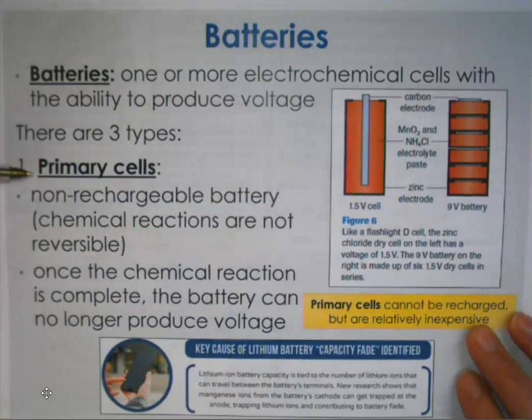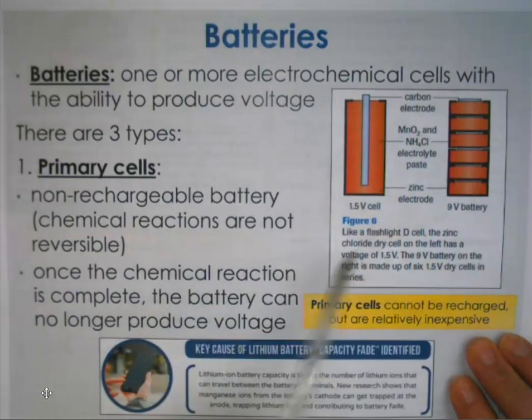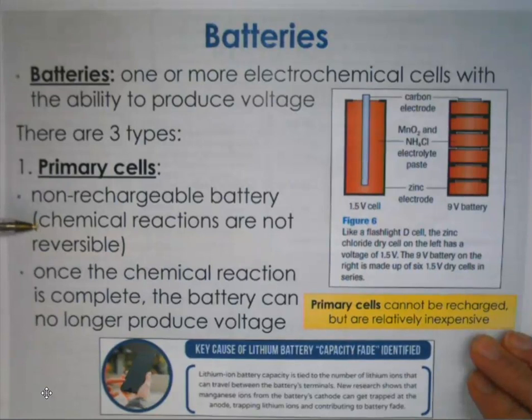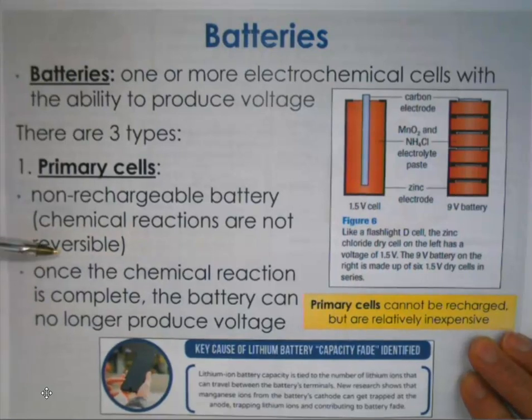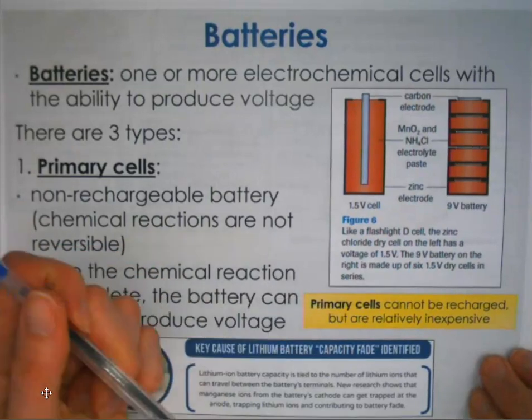So the first kind we're going to look at is primary cells. This is the standard kind of battery that you probably think of, that you can recognize here. It's non-rechargeable. So basically you have chemical reactions happening in there, redox reactions, that are not reversible. So once the chemical reaction is complete, the battery can no longer produce voltage, and they're disposed of, right? Now, the advantage to them is that they're relatively inexpensive.